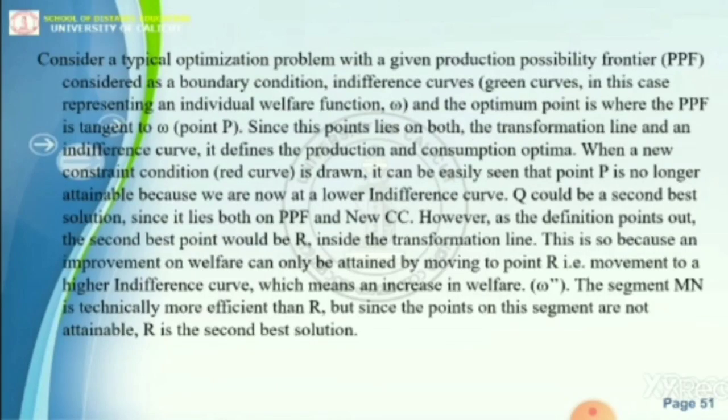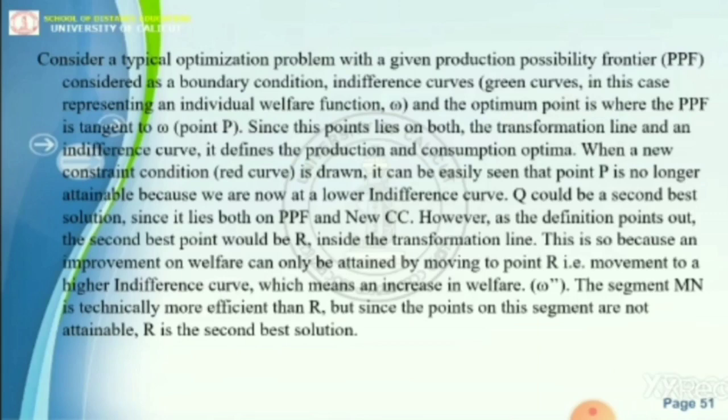Consider a typical optimization problem with a given production possibility frontier, that is PPF, considered as a boundary condition, and different curves, the green curve in this case representing an individual welfare function. The optimum point is where the PPF is tangent to W, point P. Since this point lies on both the transformation line and an indifference curve, it defines the production and consumption optima. When a new constraint condition, that is a red curve, is drawn, it can be easily seen that point P is no longer attainable because we are now at a lower indifference curve.